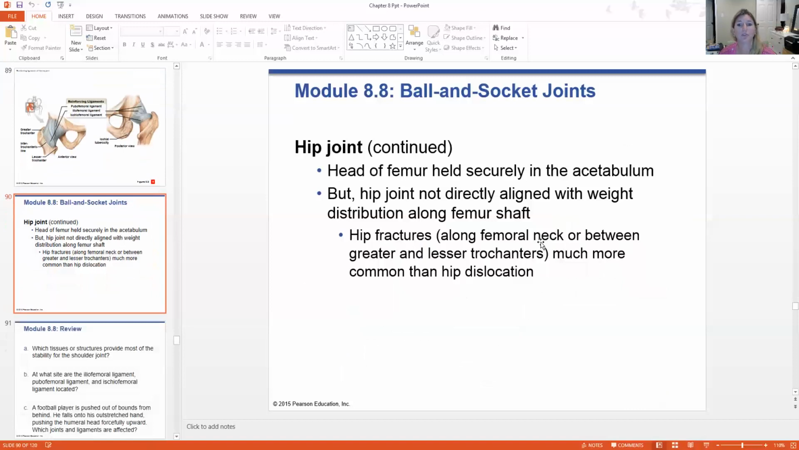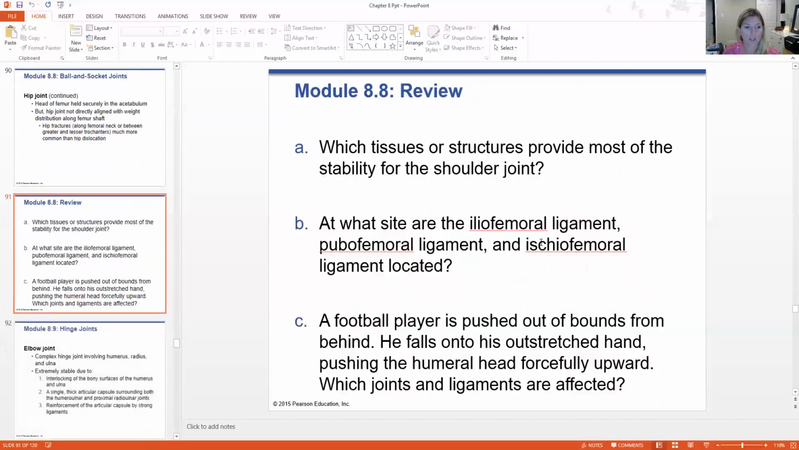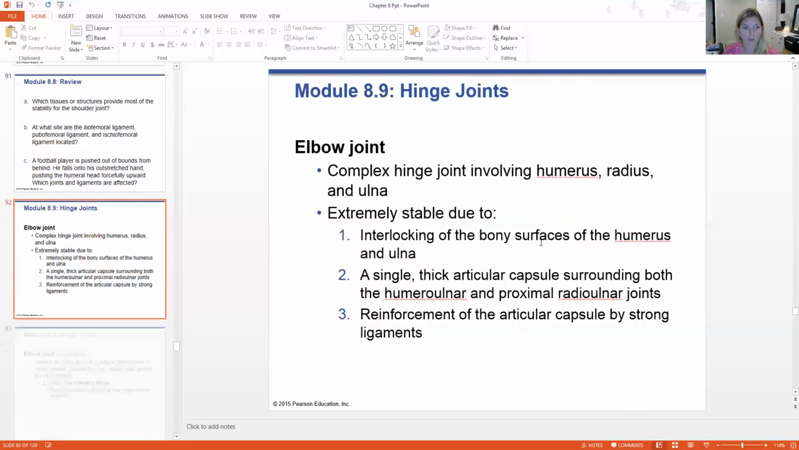And the head of the femur fits securely into that acetabulum, and hip fractures, usually along the femoral neck or between the greater and lesser trochanters, are much more common than dislocations, unlike the shoulder, where there were more dislocations. You can pause the video, go back and review. Let's move on to the elbow joint.